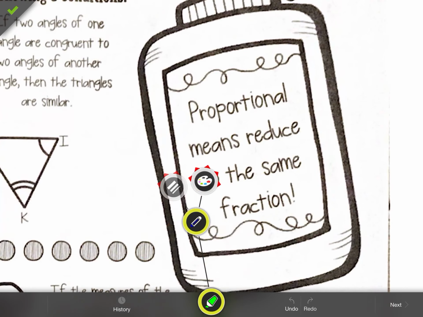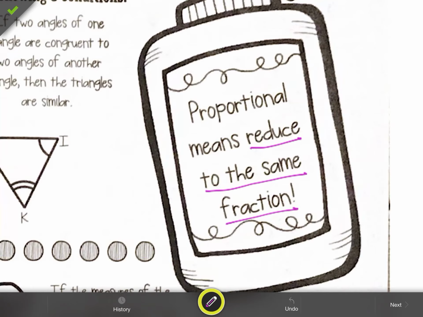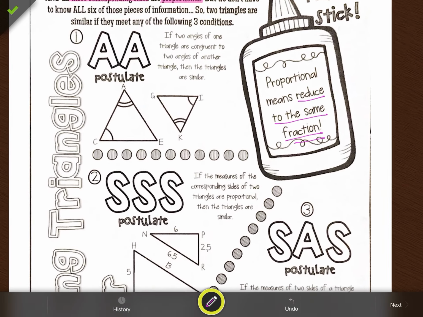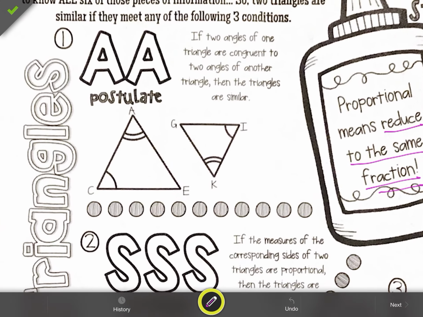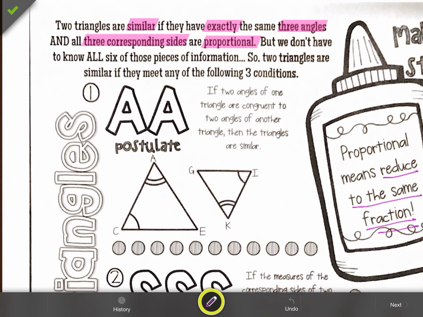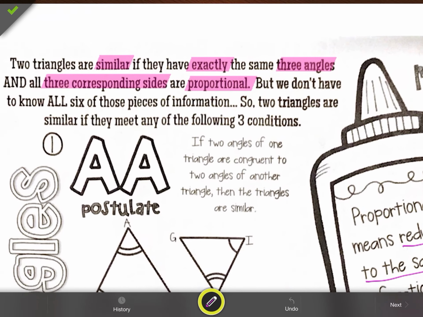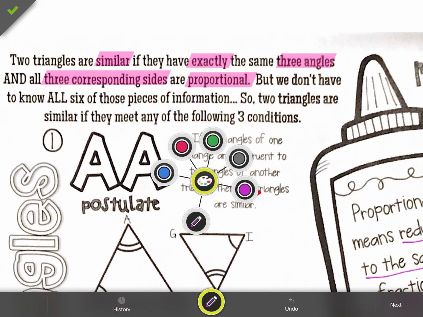Let's underline, they reduce to the same fraction. Okay, so that's all proportional means. Now, what's different is you're actually going to have to test them and make sure that they are proportional. And I'll show you how to do that in a second.